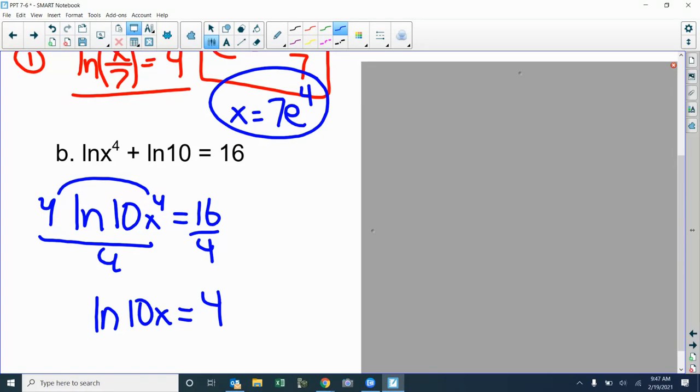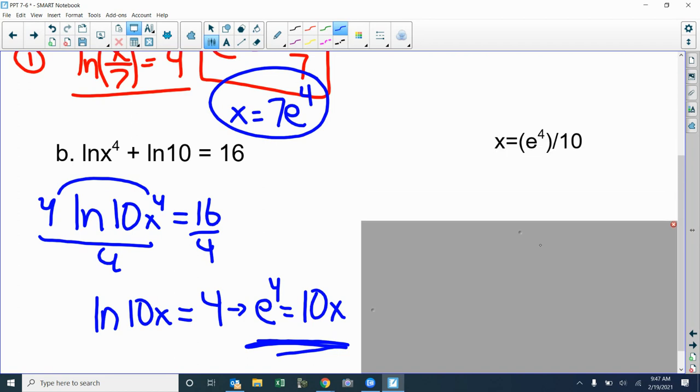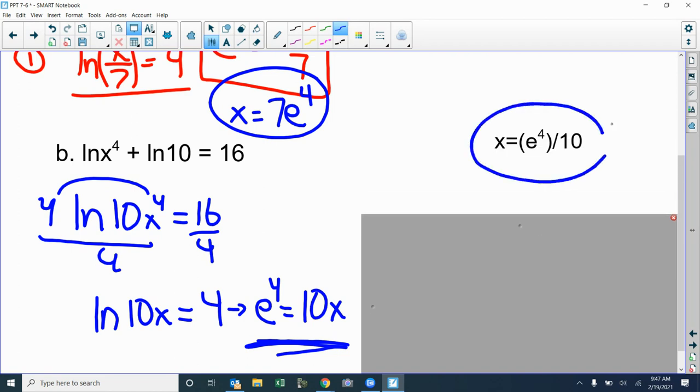Still okay? Now what? Write it in exponential. What's my base? e. So it's going to be e to the 4th is equal to 10x. Still a little bit of work left to get x by itself. What are we going to do? Divide. And that would be e to the 4th divided by 10.